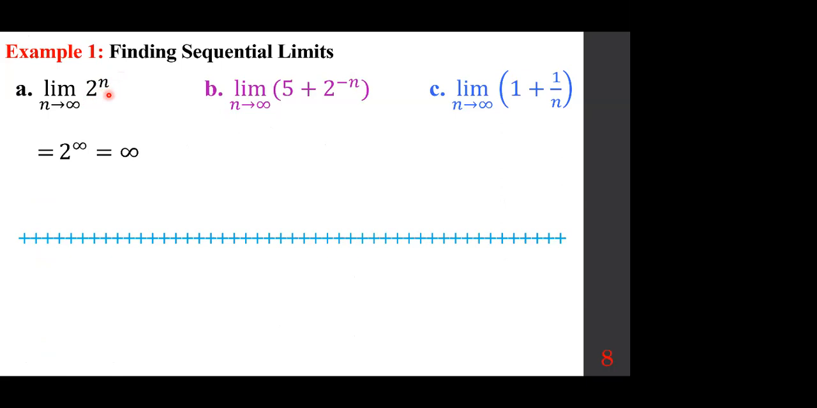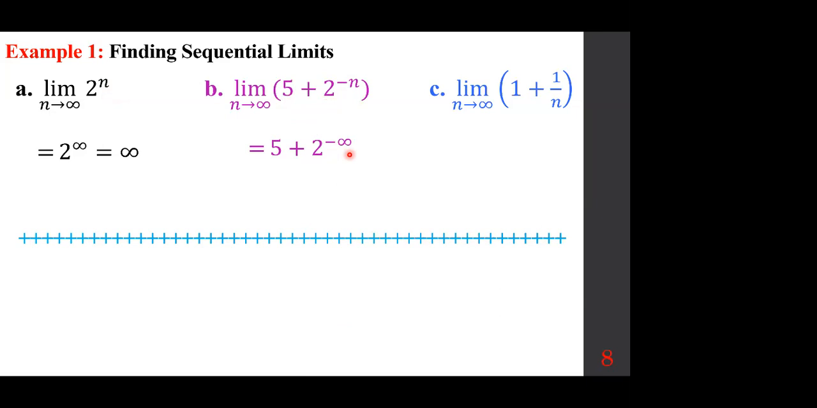All right. We are going to do exactly the same thing with part B. We are going to plug in. So we get 5 plus 2 to the power of negative infinity. All we are doing, we just plug in. Class, what is 2 to the power of negative infinity? No.